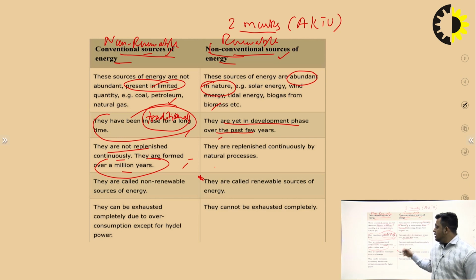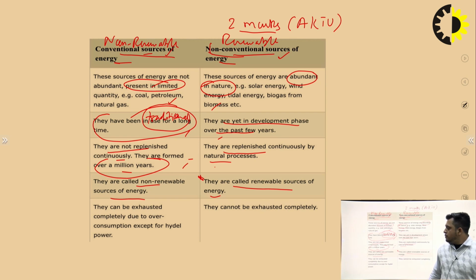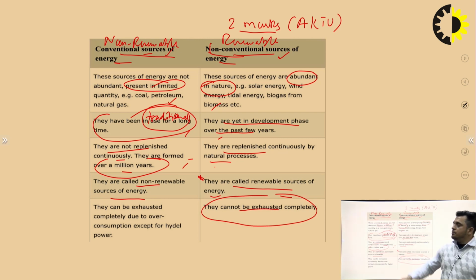But the non-conventional energy resources, basically they are continuously replenishing. Means they can be used again and again. As I said, they are called renewable energy resources, and these are called non-renewable energy resources. And the last point says, they can be exhausted completely due to overconsumption. But non-conventional sources cannot be exhausted completely because they will be available time by time. So this is the difference.